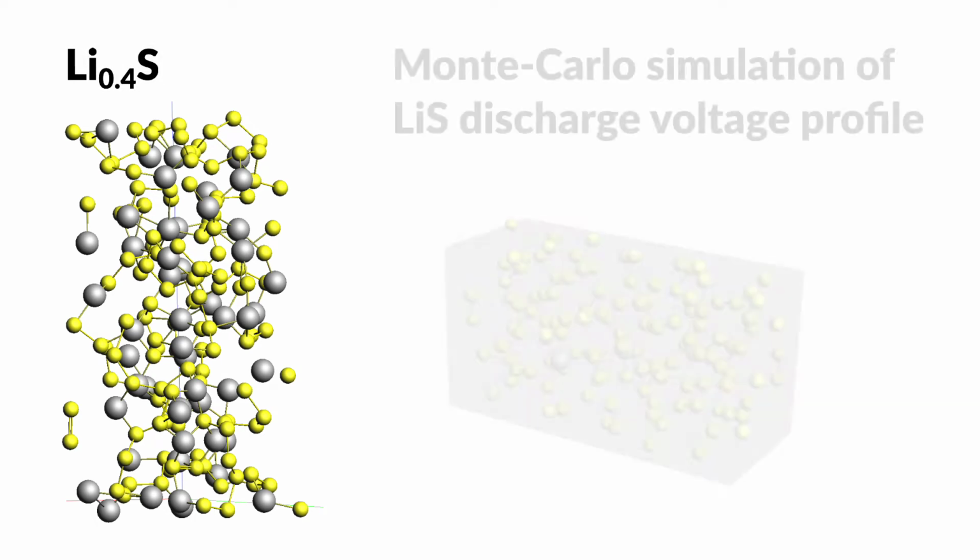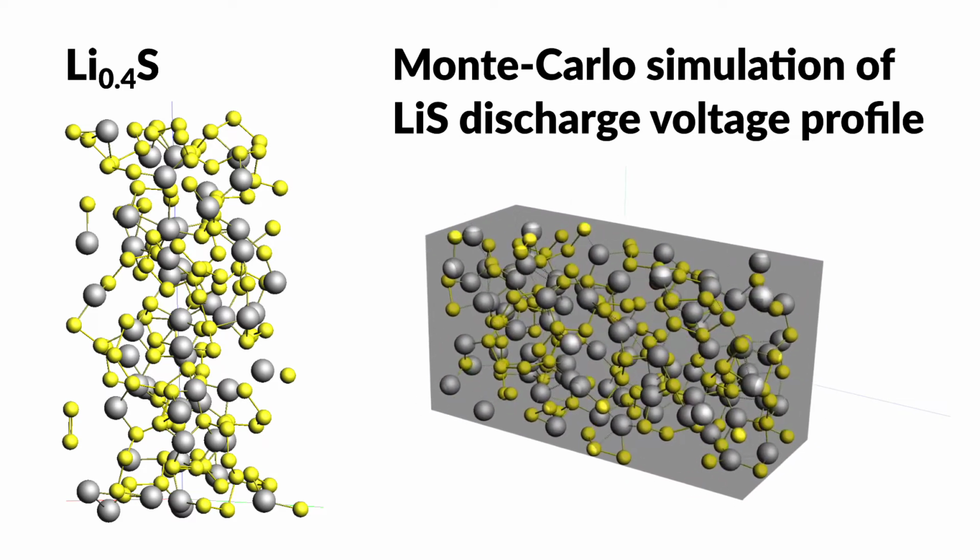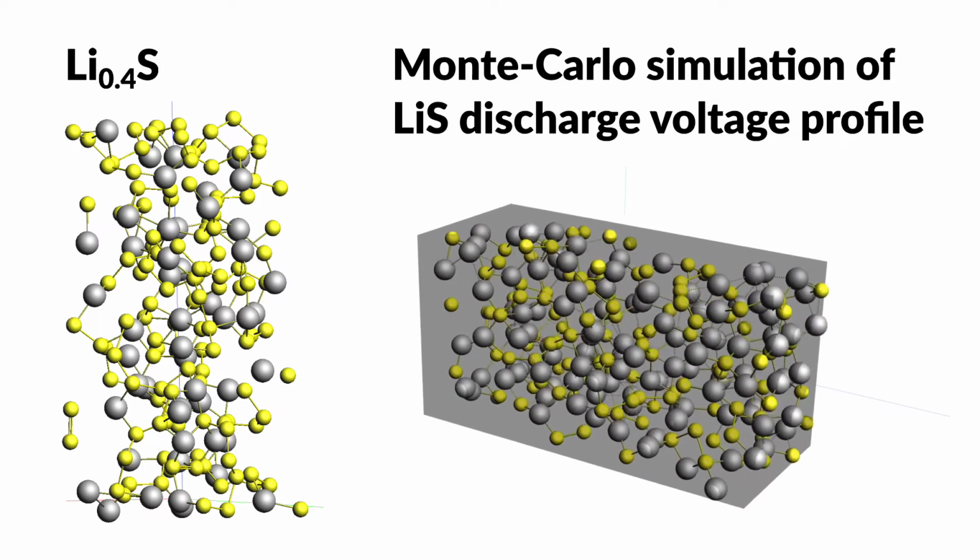I will use a partially lithiated sulfur cathode for this demonstration, but it will work in the same vein for other lithiated materials. This particular structure was generated in a previous tutorial on the simulation of discharge voltage profiles.